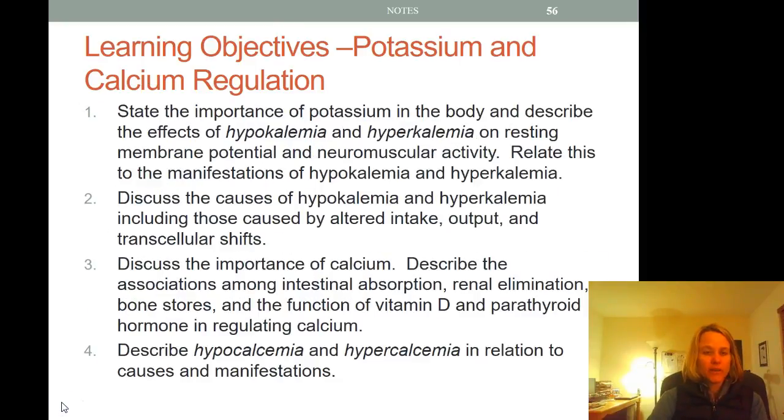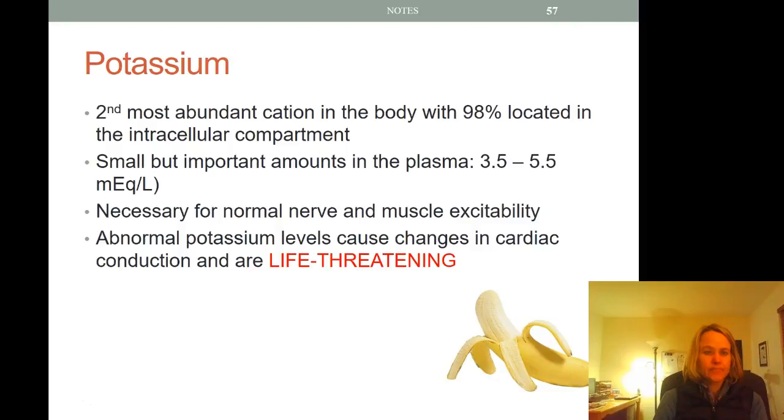Okay, moving on, we're going to talk about potassium and calcium regulation and their imbalances. So take a minute to look at the learning objectives. These are the things we're going to be going over. Potassium is the second most abundant cation in the body. Most of it, 98% roughly, is located in the intracellular compartment. So there's only small but very critical amounts of potassium in the plasma. The average normal values range from about 3.5 to about 5.5 milliequivalents per liter.